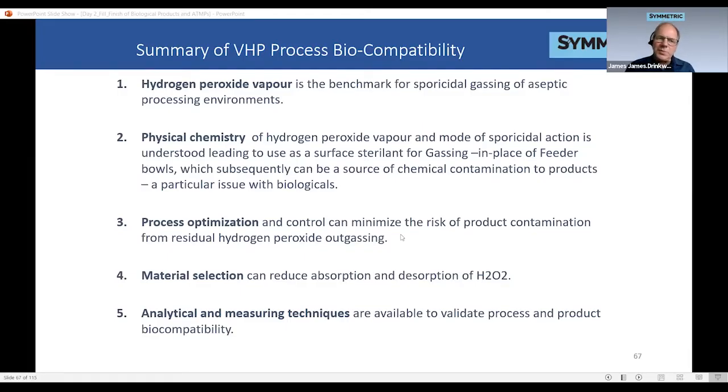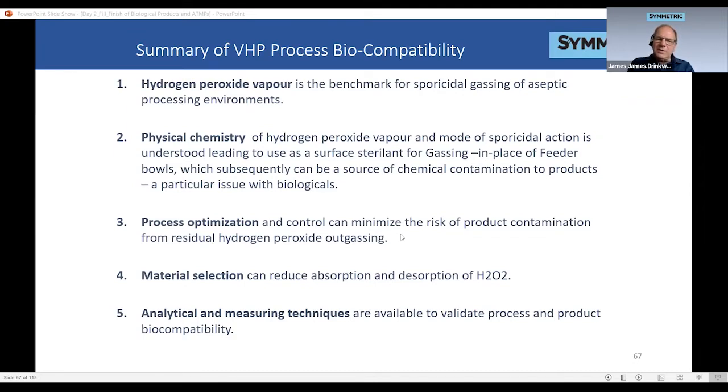So in summary, hydrogen peroxide vapor is a benchmark for the sporicidal gas in aseptic processing environments. Probably 95% of applications still use VHP. There are different forms of it, and we're now starting to see the so-called dry fog application of it as well. And I will cover various aspects of that and that comparison, because they are different processes, although they use the same starting material.